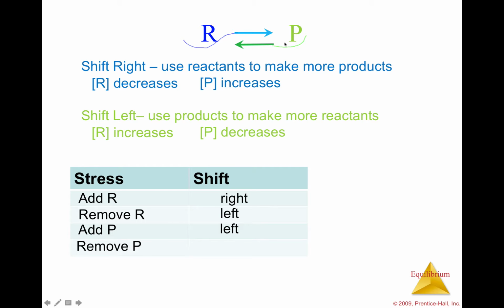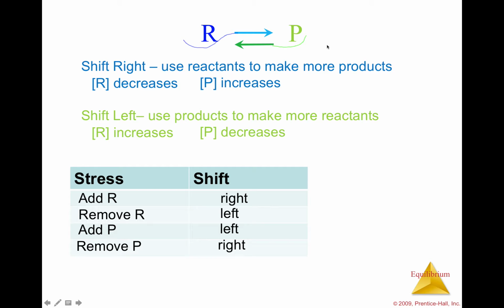Lastly, if I remove products, I don't have enough products, I need to make more. How do I make more products? Right here, and I shift to the right. So if I remove P, I don't have enough products, I need to make more products by shifting right.